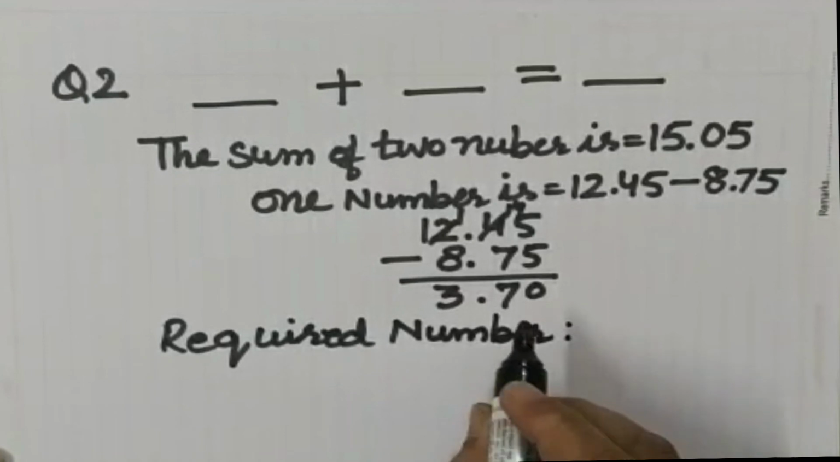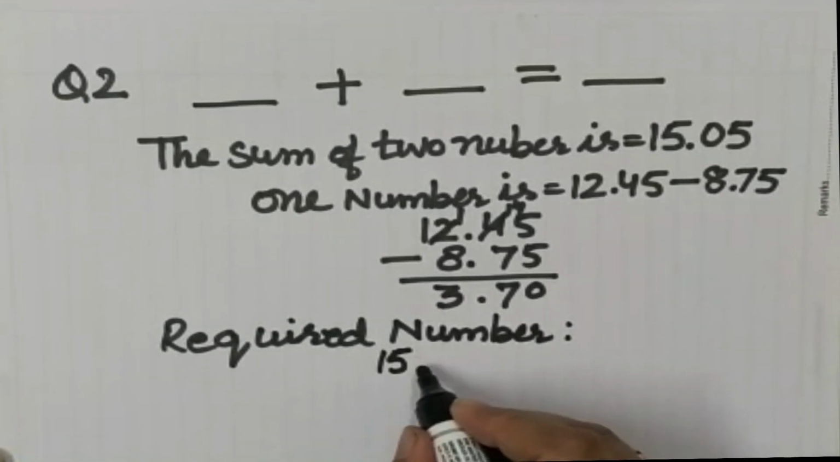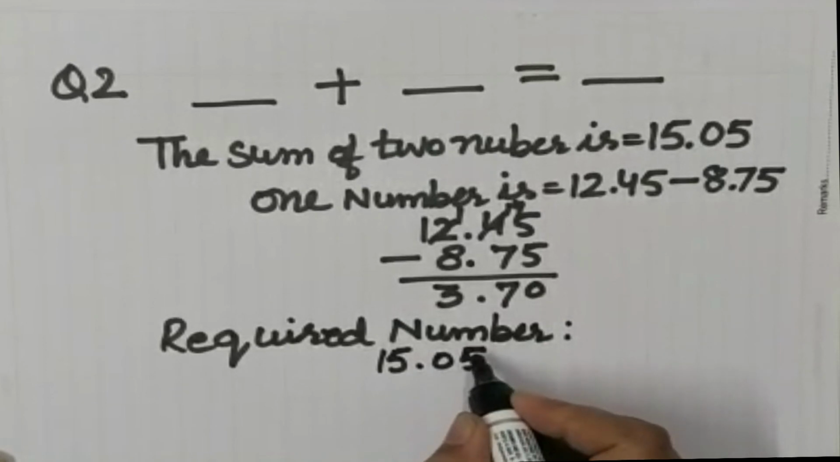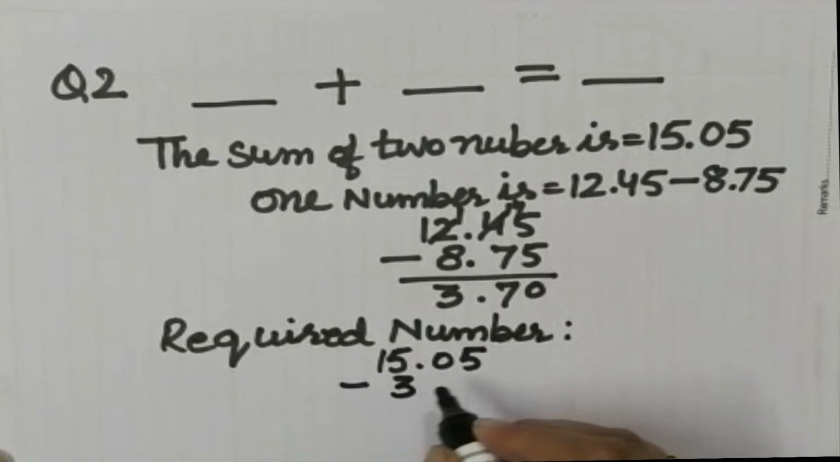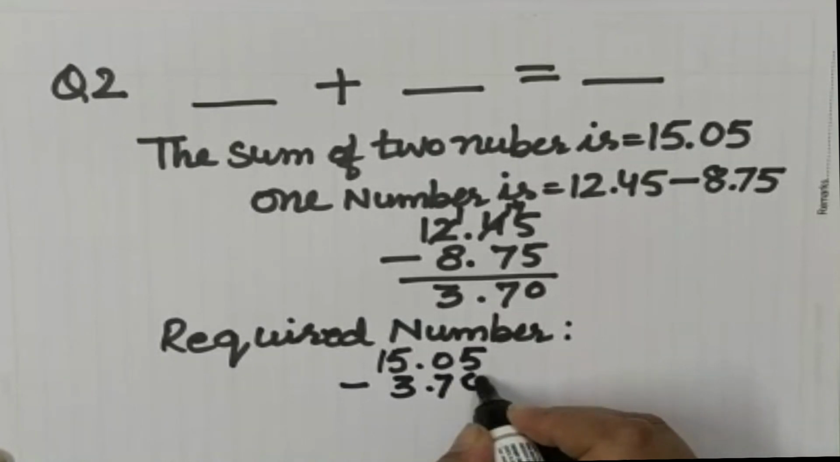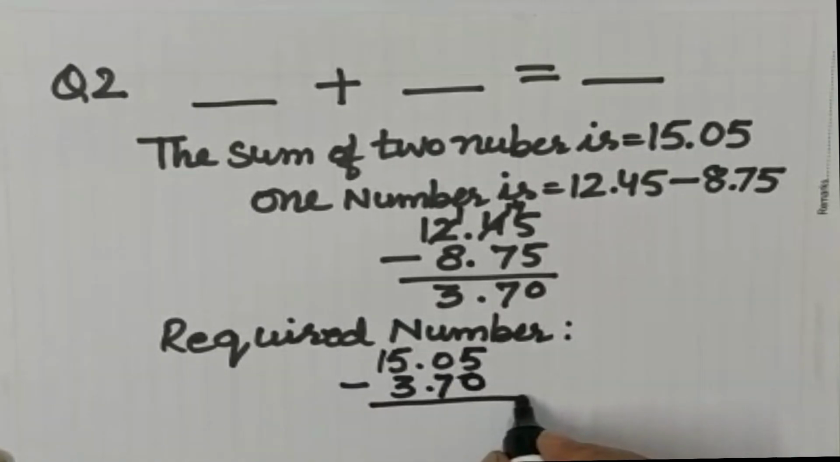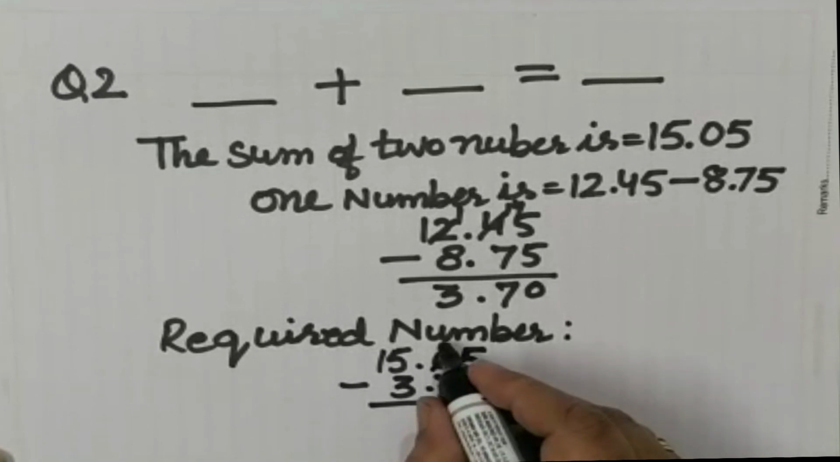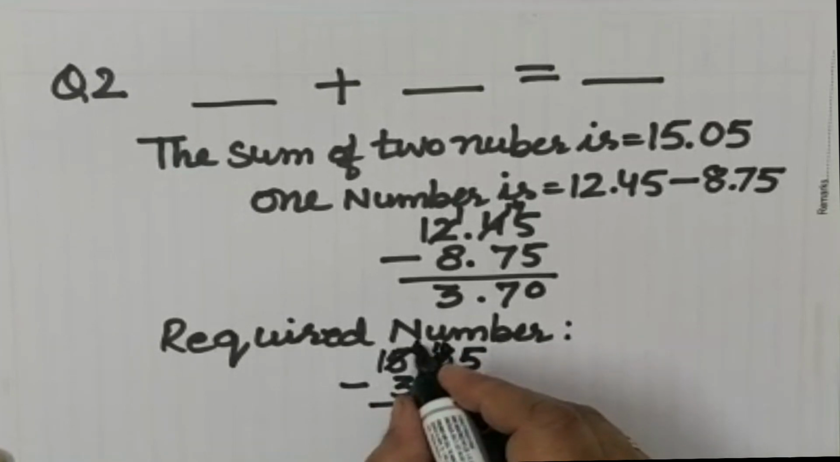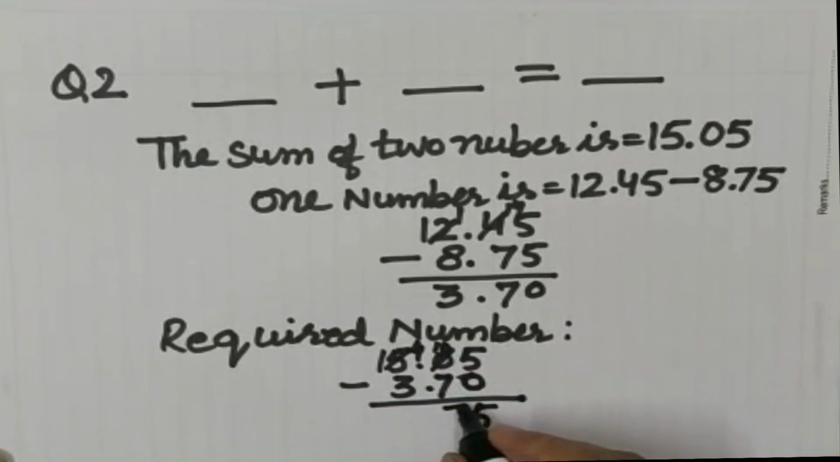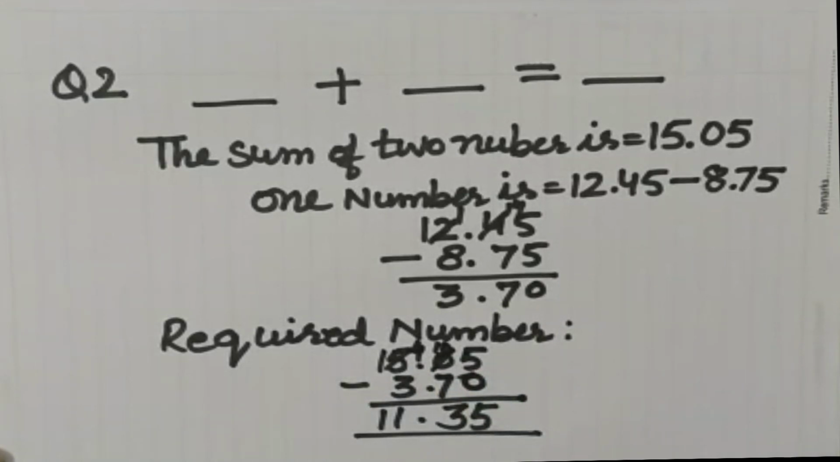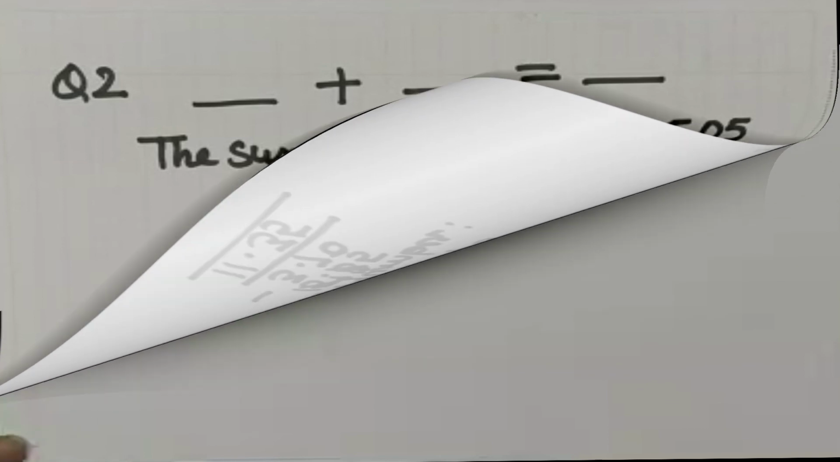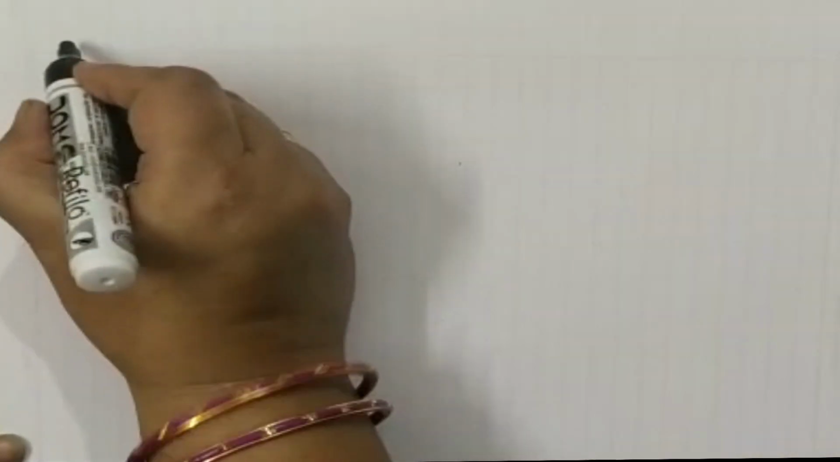Result subtract 3.70. So what is the answer? 5 minus 0, 5, and here is 0, so we'll write here 10, and here is 4, this means 14. 10 minus 7 is 3, and 14 minus 3 is 11. We get 11.35. Okay.